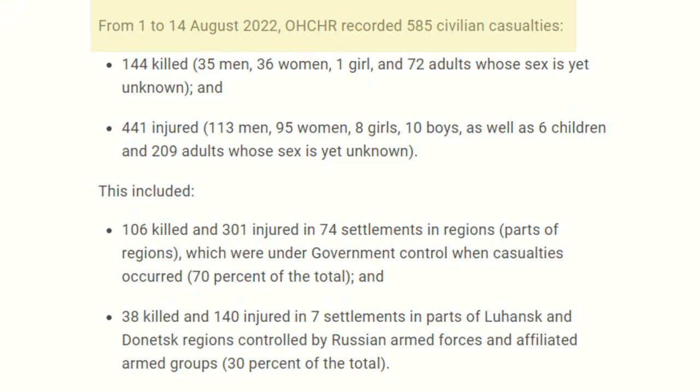And just to give you a little bit more perspective, from the 1st to the 14th of August, there were 585 official civilian casualties. Of this number, 106 were killed and 301 injured in regions that were under Ukraine government control. And 38 were killed and 140 injured in parts that are under Russian control. So that shows you that more people are being killed in the Ukrainian parts of Ukraine than in the Russian-controlled areas.